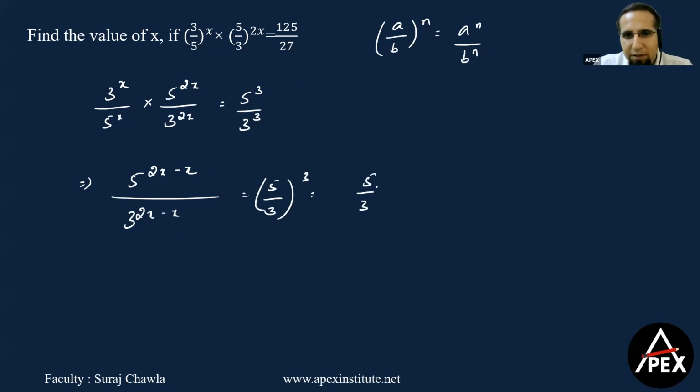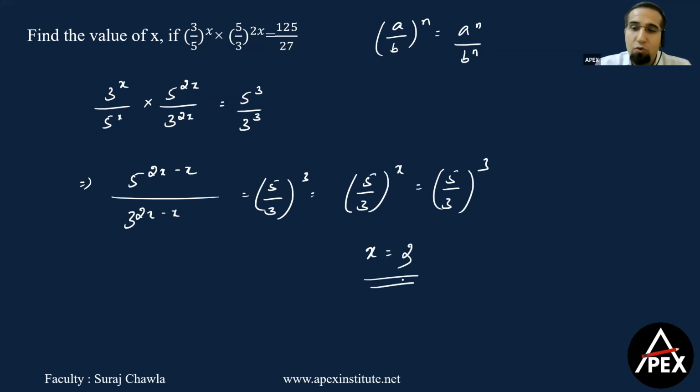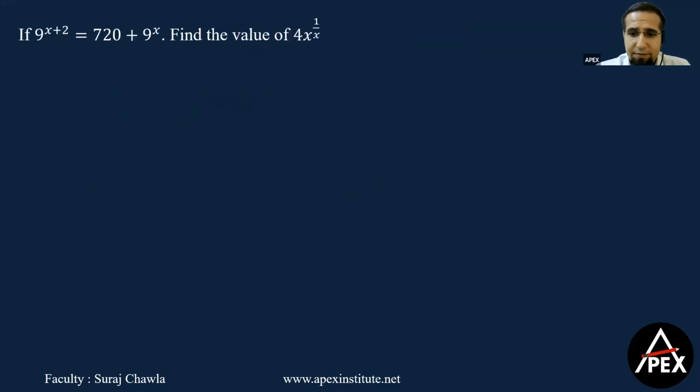Or we have 5 by 3 whole to the power x is equal to 5 by 3 whole cube. And since the bases are equal here, I can finally say that the value of x is equal to 3 here. Right? Let's look at one more question, guys.